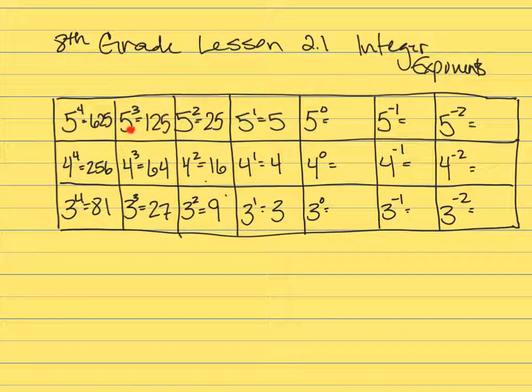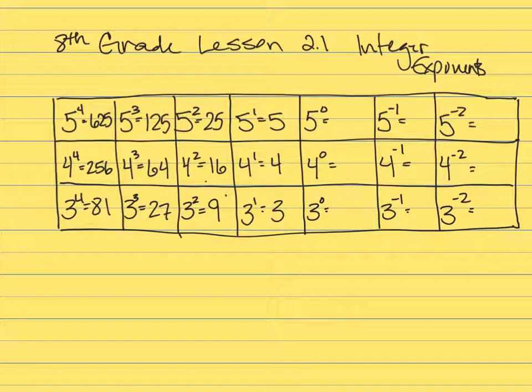5 to the 3rd power, 5 times 5, which is 25, times 5 again, 125. 5 to the 2nd is 5 times 5, which is 25. 5 raised to the 1 power is just itself, that 5 base sitting there all by himself, 5.